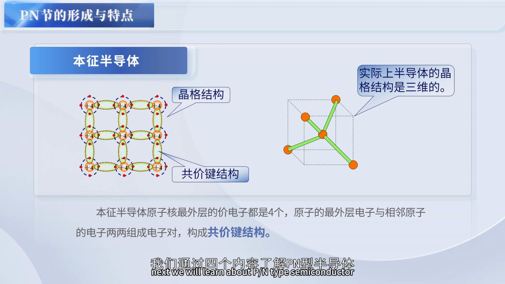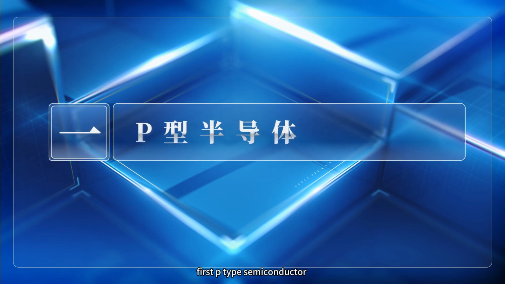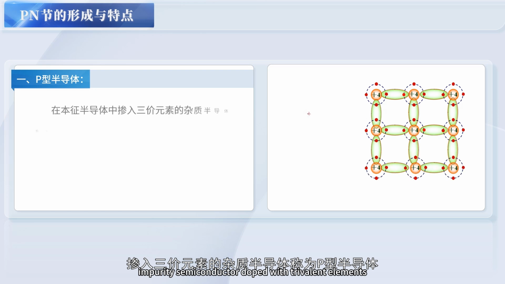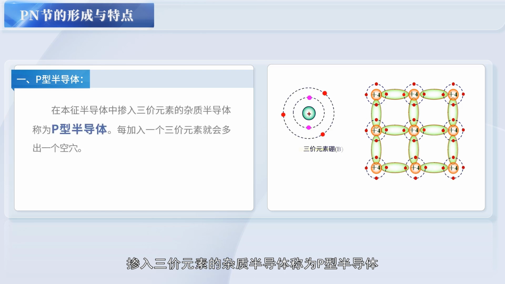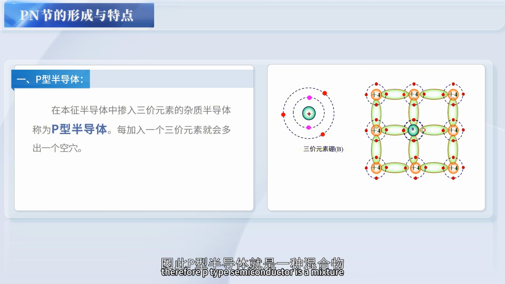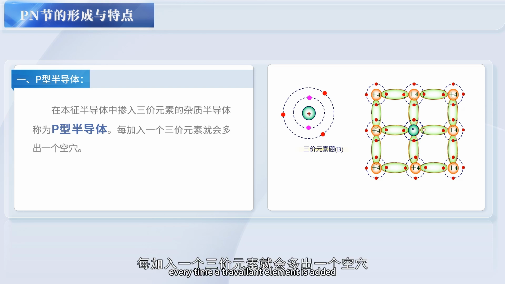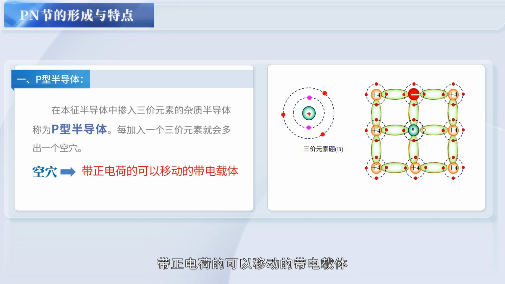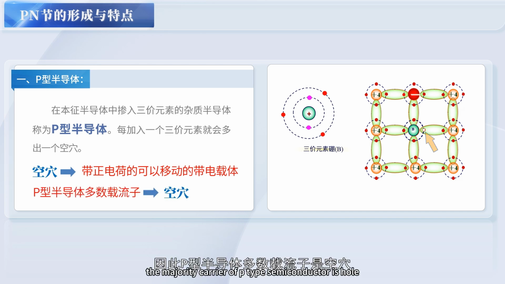Next, we will learn about PN-type semiconductor through 4 contents. First, P-type semiconductor. Impurity semiconductor doped with trivalent elements is called P-type semiconductor. Therefore, P-type semiconductor is a mixture. Every time a trivalent element is added, there will be one more hole. A hole can be understood as a positively charged, mobile charge carrier. Therefore, the majority carrier of P-type semiconductor is the hole.